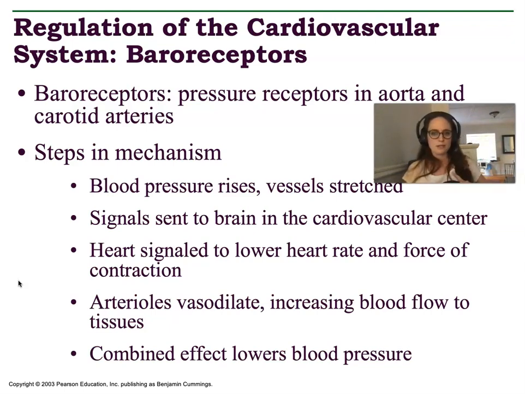Guess which parasympathetic cranial nerve we're going to use for that? Probably vagus. It's always vagus. That's the key. It's always vagus.